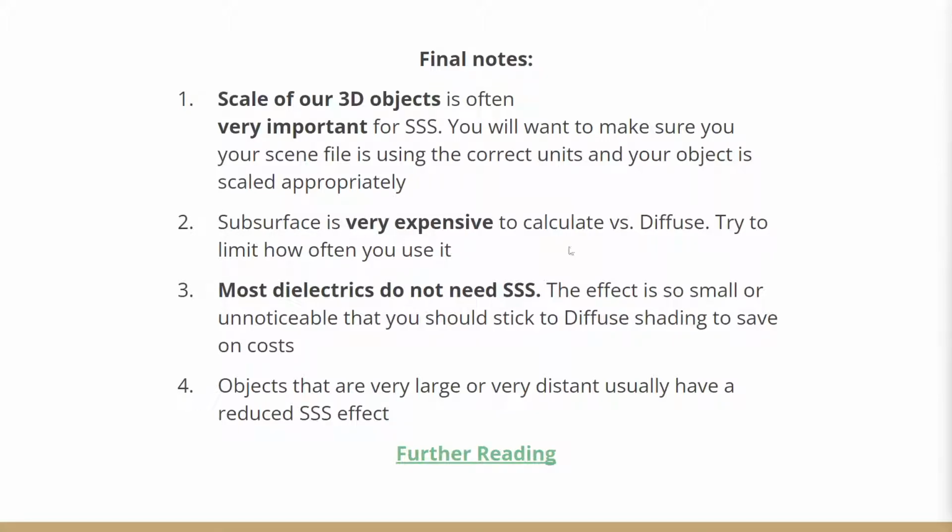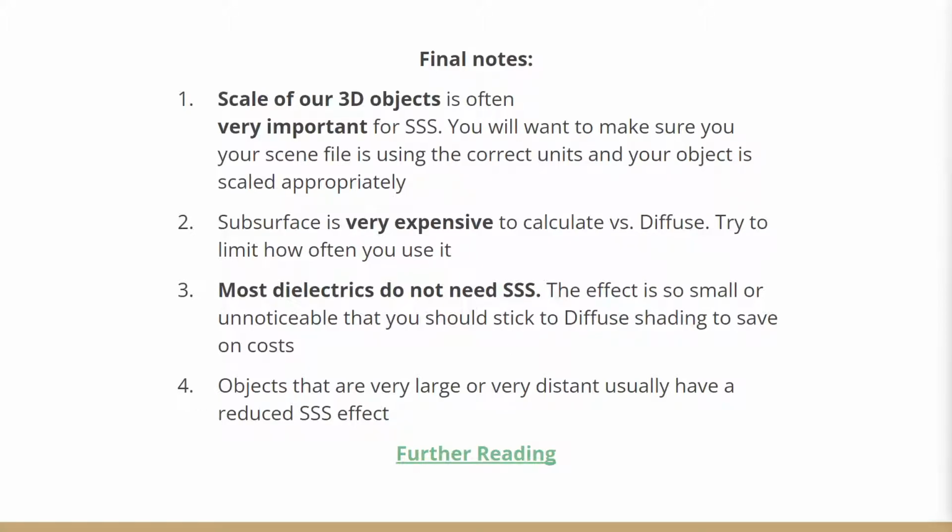Subsurface is very expensive to calculate versus diffuse, so try to limit how often you use it. Most dielectrics that you're going to have are not going to need subsurface scattering. The effect is so small or unnoticeable that you should just stick to diffuse to save on costs. And objects that are very large or very distant usually have a reduced subsurface scattering effect. So if you had a really, really large human, for instance, like a giant, and you were viewing them from far away, relative to the size they are and the distance you're looking at them, that subsurface scattering effect might be a lot less noticeable.